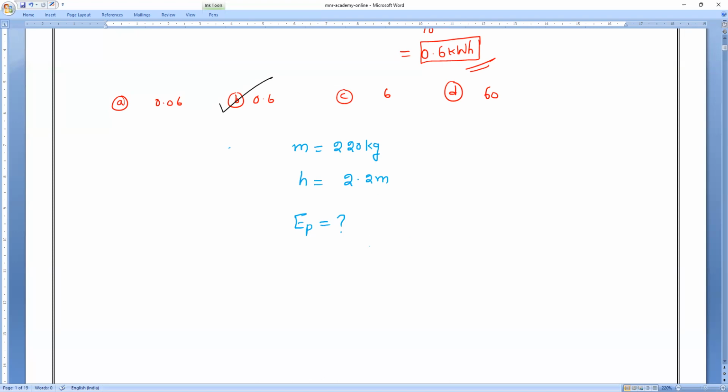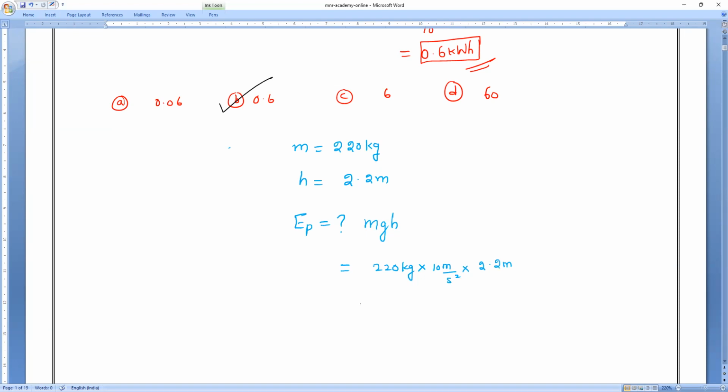What is the formula for potential energy? mgh. Understood? So mass is how much? 220 kg. The g value is 10 meter per second square. The h value is 2.2 meters.